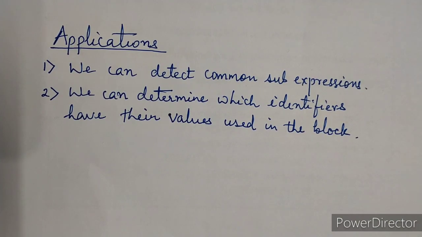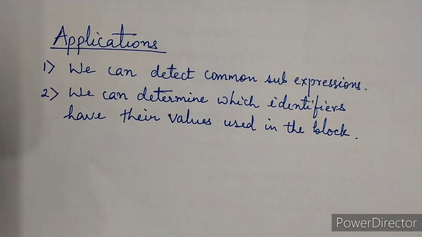Applications of DAG. There are 2 applications. First, we can detect common sub-expressions. Those interior nodes representing more than one identifier are common sub-expressions. In the DAG, we have seen that T1 and T3 are representing the same node. Therefore, T1 and T3 are common sub-expressions. In this way, we can identify all the common sub-expressions in the DAG.